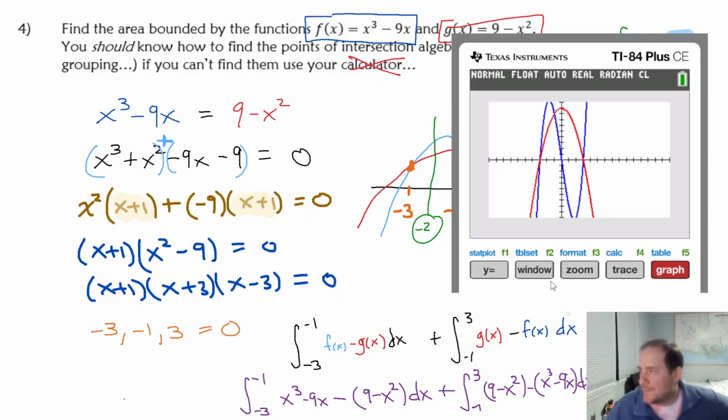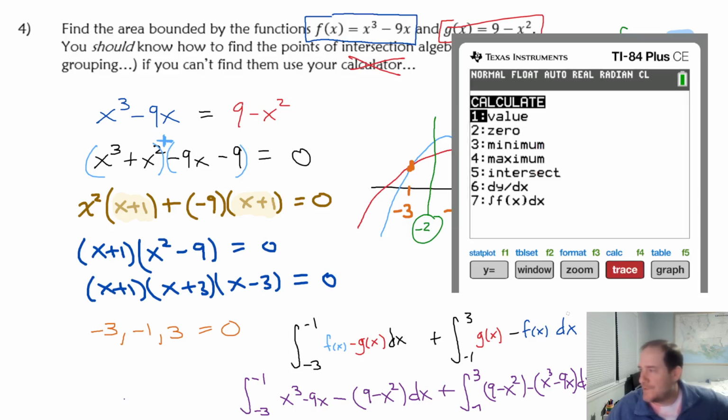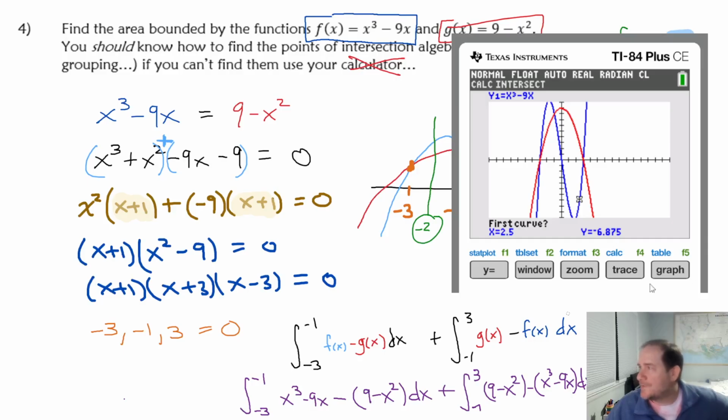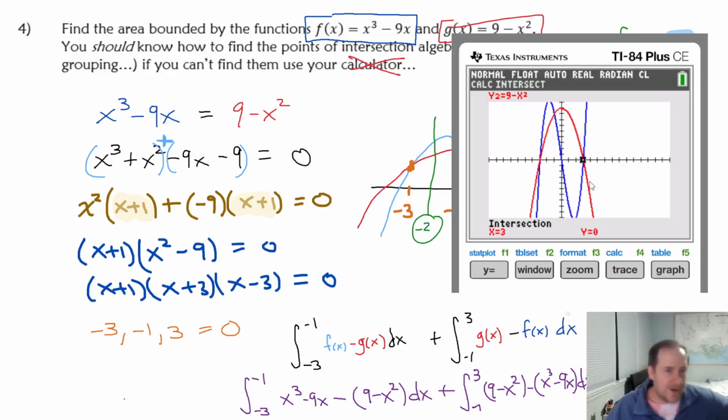I'm hoping you remember that to find the points of intersection, you're hitting second and then calc right above trace. And you're choosing option 5 for the points of intersection. So your first curve is the blue cubic, press enter. Second curve is the red quadratic, press enter. And your guess is just to be close to a point of intersection. Pressing enter, you see we're getting 3. Now we already did this algebraically, so you guys kind of know the deal. I'm not going to find the others because we know what they are. Here's what I will do though.